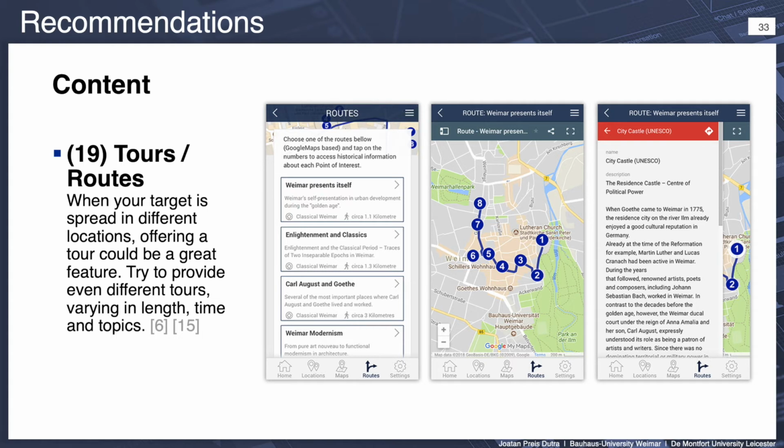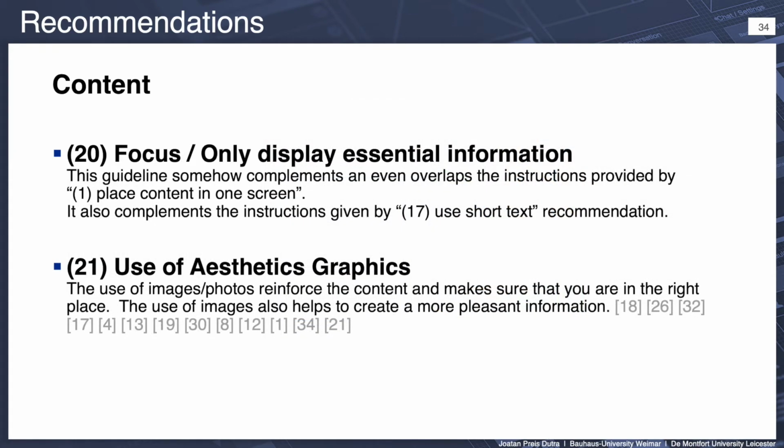can say, okay, this one you're gonna walk 1 kilometer, this one will be 3 kilometers, this one will be all by time, this one is around 3 hours, and then you can offer different ones according to your audience wish. And again, you talk about short text, to avoid scrolling, and that's what goes in terms of content. So focus on the essential information.